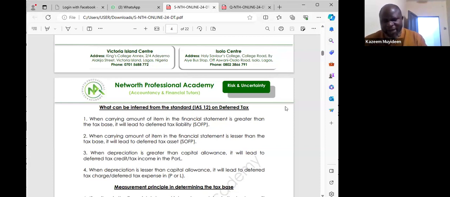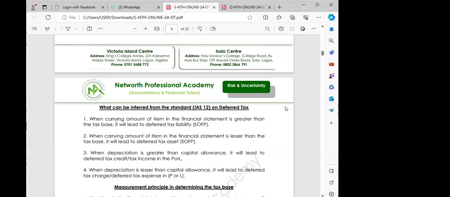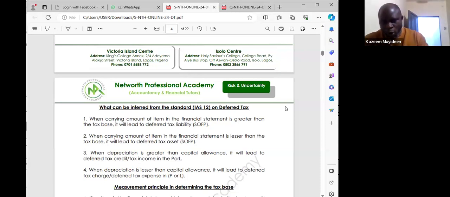But when the current amount of an item in the financial statement, don't forget accountants use carrying amount, then when it is lower than the tax base, who uses tax base? The tax people. What brings about deferred tax is the difference in view, the timing difference. The amount we recognize in one year is different from the amount the accountant recognizes. So it brings about a timing difference, although we are still going to enjoy the value later. But the impact on it is the deferred tax.